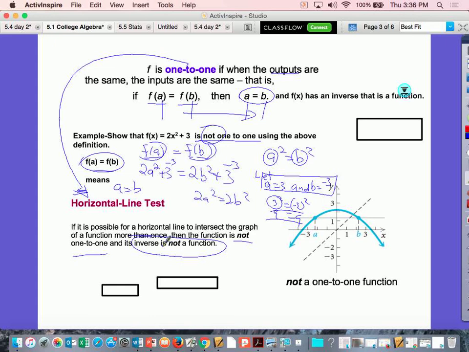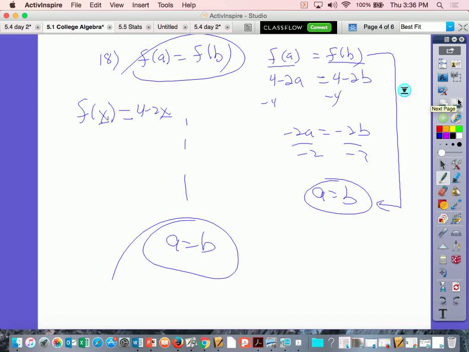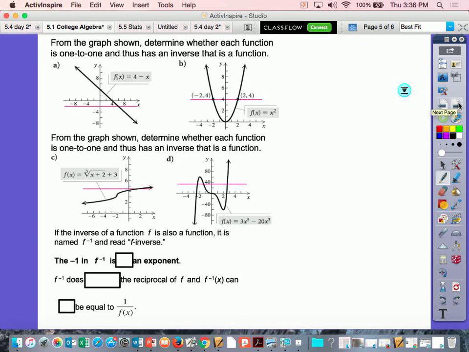So again, let's just try to see here, do we have a horizontal line that passes through this in more than one place? Yeah, we got lots of horizontal lines that are going to intersect this graph in more than one place. So it is not a 1 to 1 function, and its inverse is not a function. So this thing has an inverse, but its inverse is not a function.